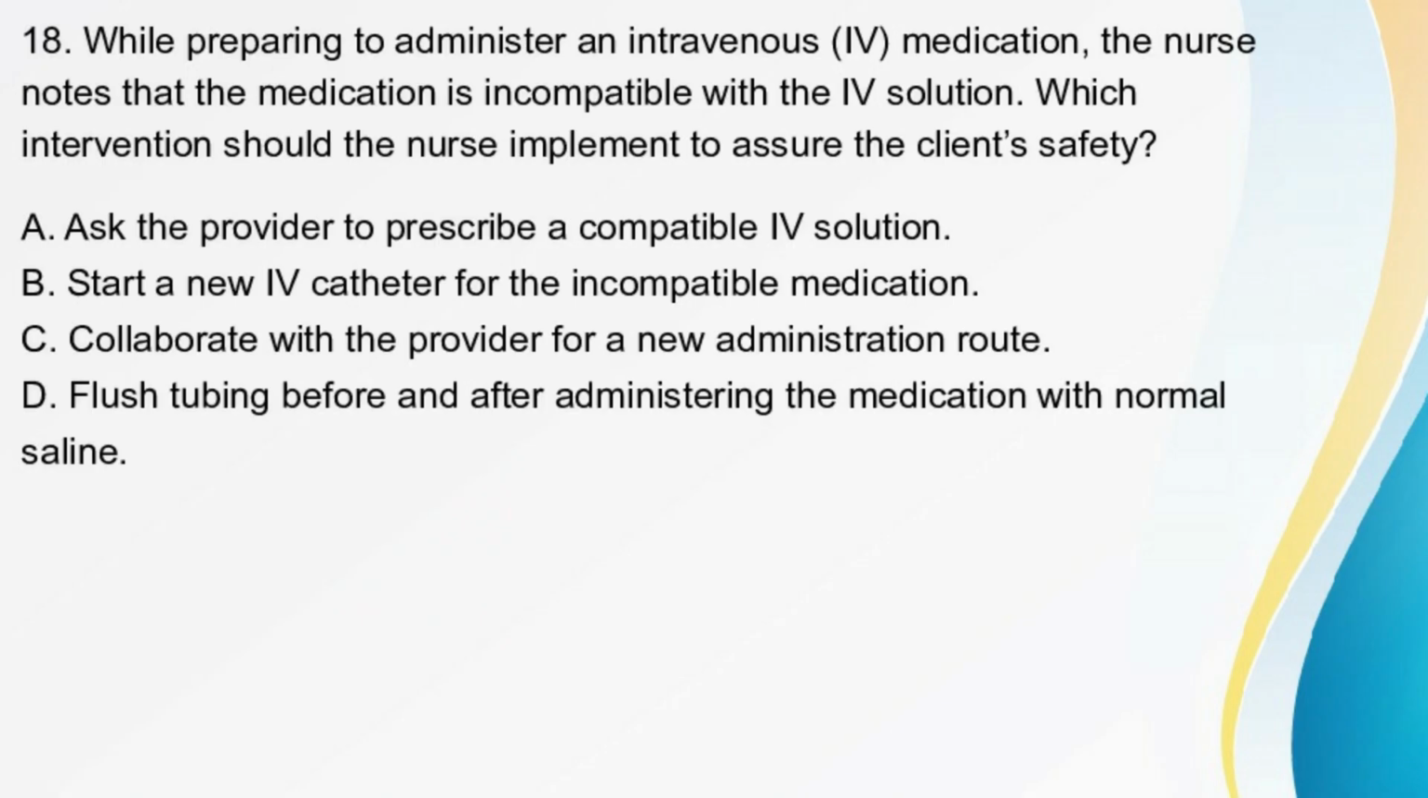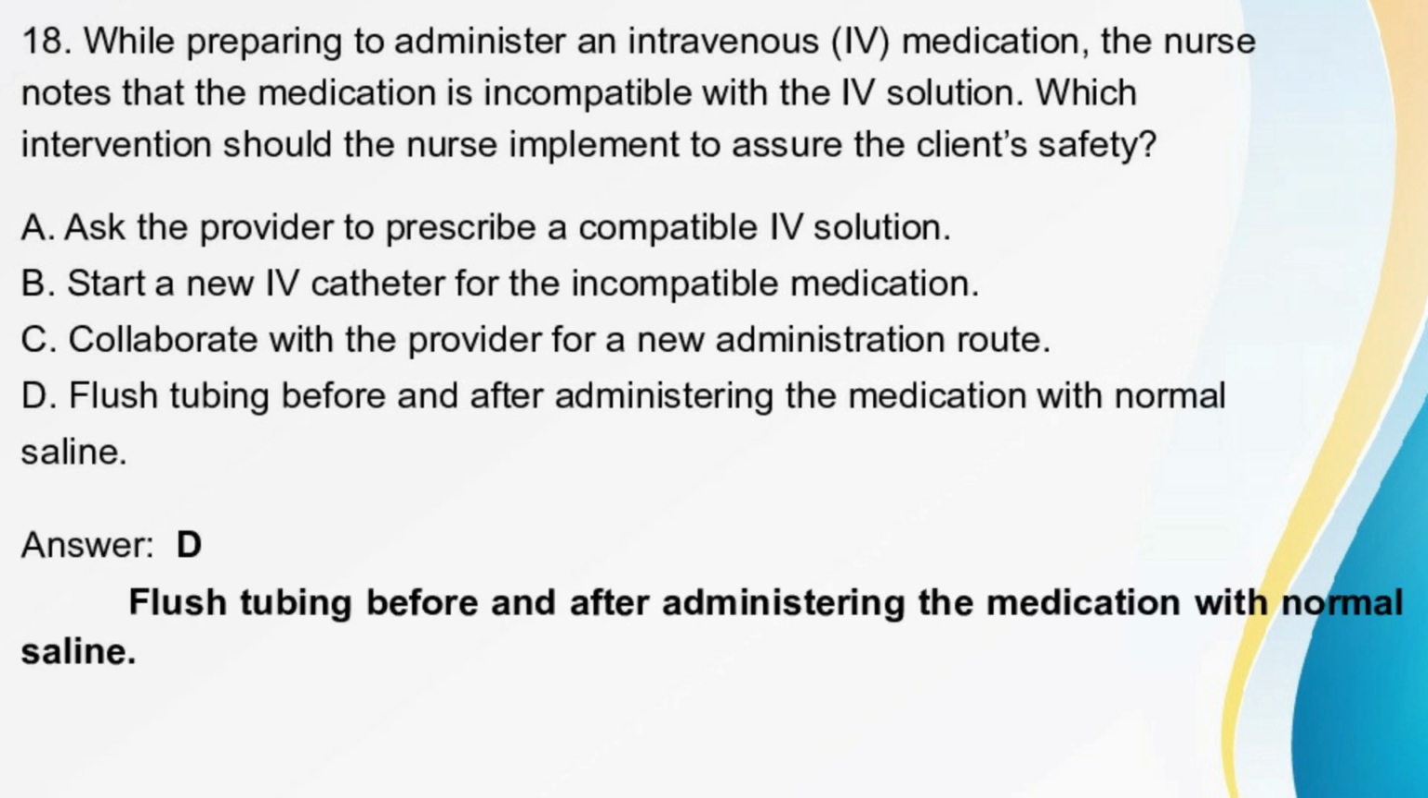Question number 18. While preparing to administer an intravenous IV medication, the nurse notes that the medication is incompatible with the IV solution. Which intervention should the nurse implement to assure the client's safety? A. Ask the provider to prescribe a compatible IV solution. B. Start a new IV catheter for the incompatible medication. C. Collaborate with the provider for a new administration route. D. Flush tubing before and after administering the medication with normal saline. Answer, letter D. Flush tubing before and after administering the medication with normal saline.